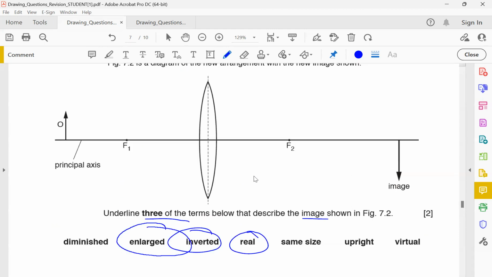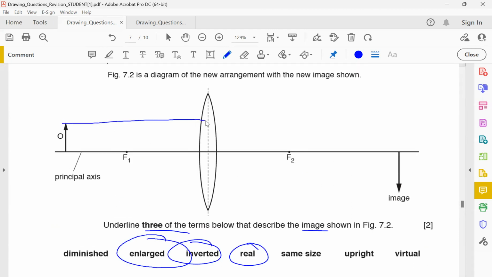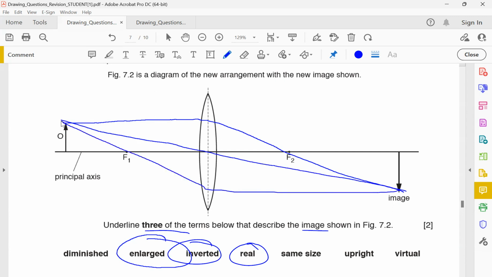Oh, they don't even ask you to draw the light rays. But if they ask you to draw the light rays, it's going to be something like this. If they don't ask you to draw light rays, you don't have to waste your time drawing them. But if they do ask you to draw light rays, it could be something like this.